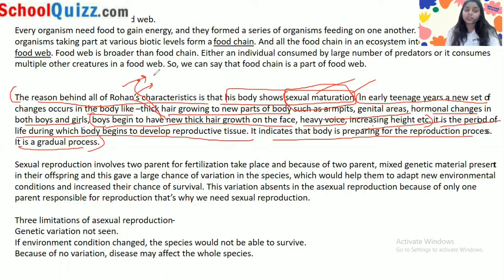Firstly, you have to tell them the reason behind all these characteristics. Secondly, you have to tell them what sexual maturation is, for both boys and girls. And if the question is asking for the boys, you have to tell them the boys' special characteristics, then you close your answer by relating it to the question. And if it is about girls, you have to tell them the girls' characteristics at last and conclude the answer by relating it to the question, okay.